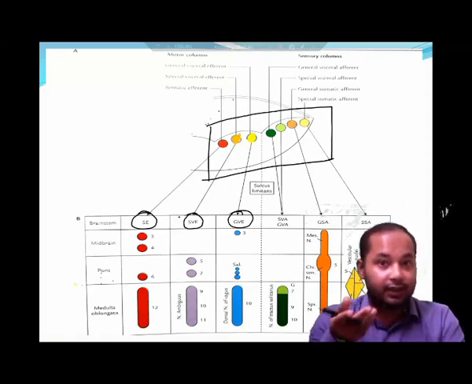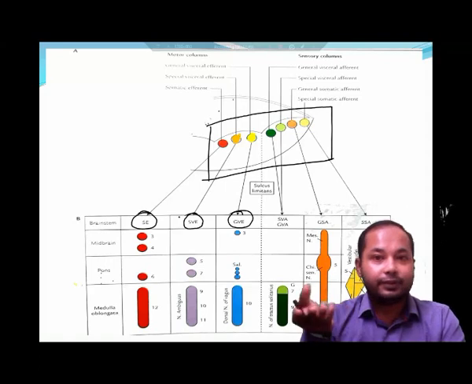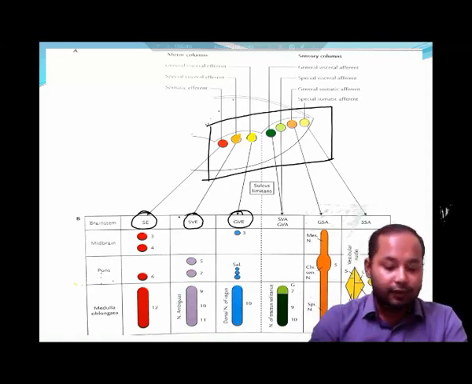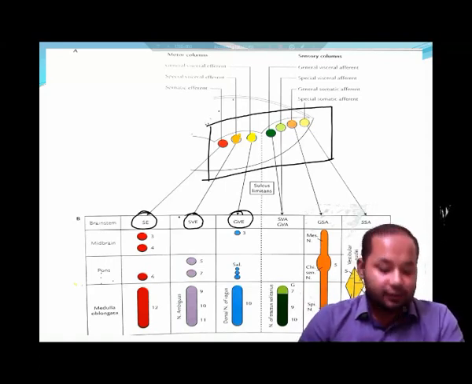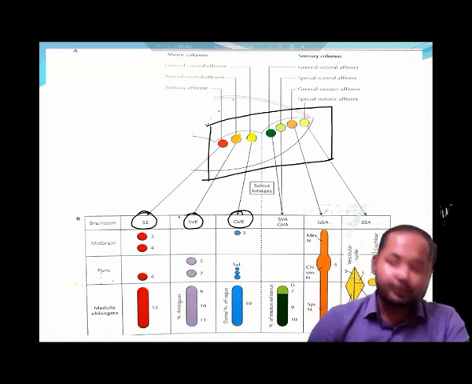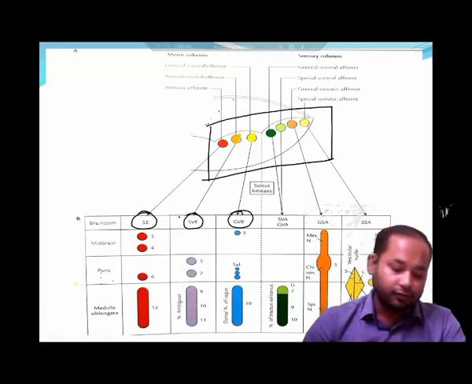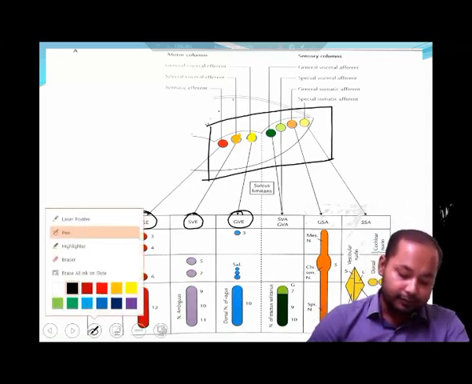Face is special, yes. You look beautiful, you are special. So face is special. You have got a nucleus that is called the special visceral efferent. The similar things are happening on the other side also, and we will do the color coding.